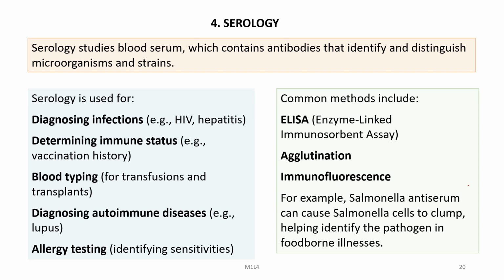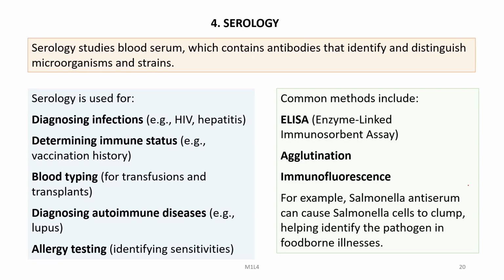Another important method or tool is serology. Serology basically studies blood serum which contains antibodies that identify and distinguish microorganisms and strains. Using serology, we can diagnose infections like HIV, hepatitis, etc. We can determine immune status, I mean the vaccine history of a particular patient. Then blood typing for transfusions and transplants, and diagnosing autoimmune diseases like lupus. Then also testing for allergy like IgE hypersensitivity.